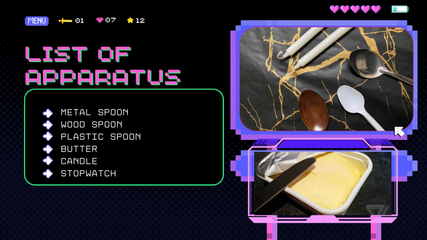In this slide, I will show you the list of apparatus that will be used in this experiment. First, a metal spoon, and then we also need a wood spoon and a plastic spoon. We also need a little bit of butter, a candle, and a stopwatch.